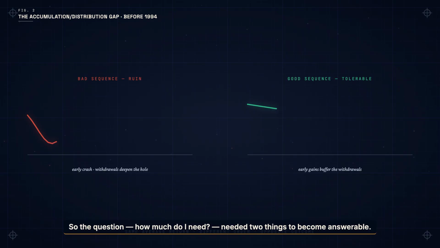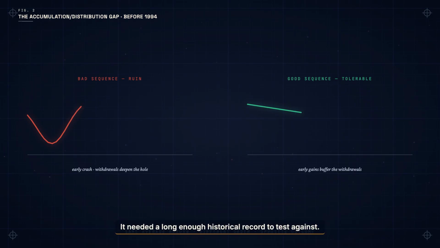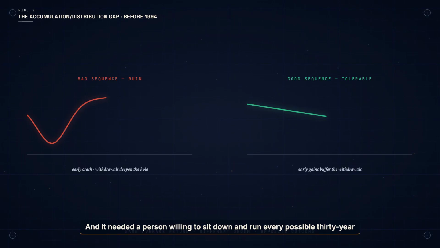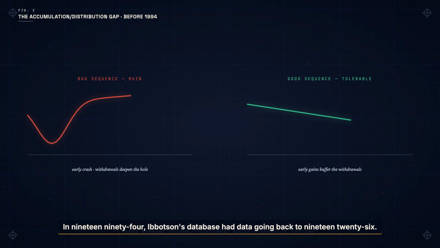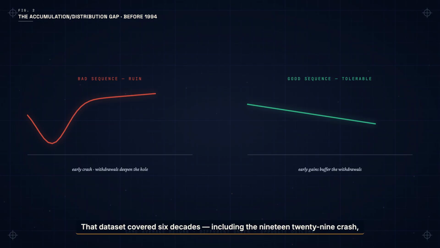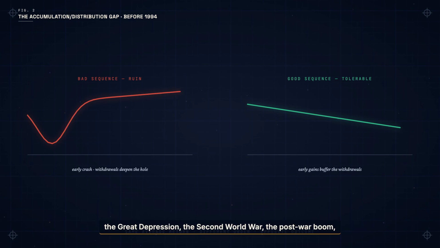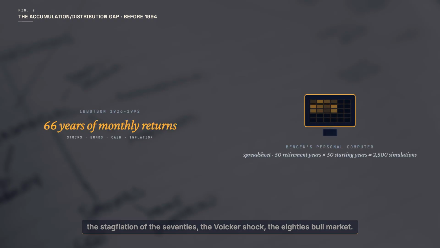So the question, how much do I need, needed two things to become answerable. It needed a long enough historical record to test against, and it needed a person willing to sit down and run every possible 30-year retirement scenario, one by one, on a computer. In 1994, Ibbotson's database had data going back to 1926. That dataset covered 6 decades, including the 1929 crash, the Great Depression, the Second World War, the post-war boom, the stagflation of the 70s, the Volcker shock, the 80s bull market. Almost every kind of regime a 30-year retirement could possibly land in.